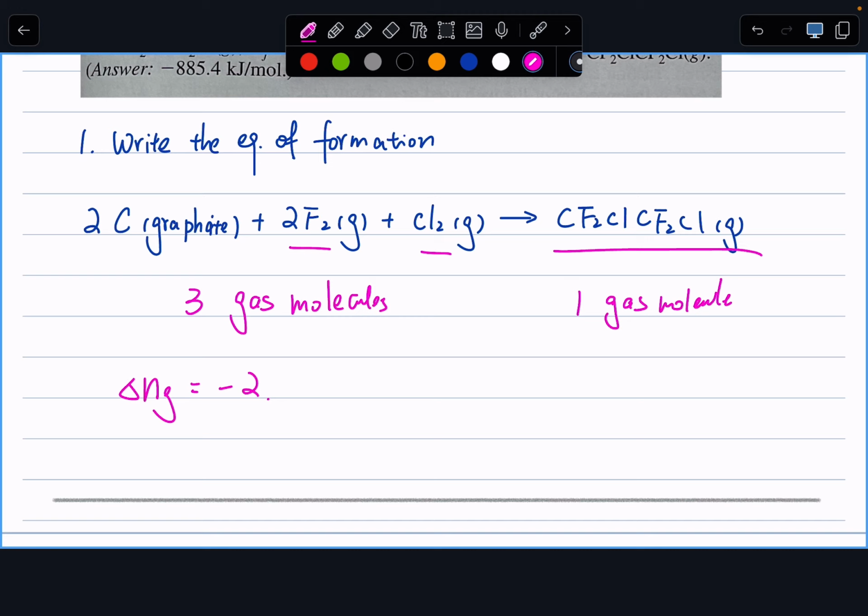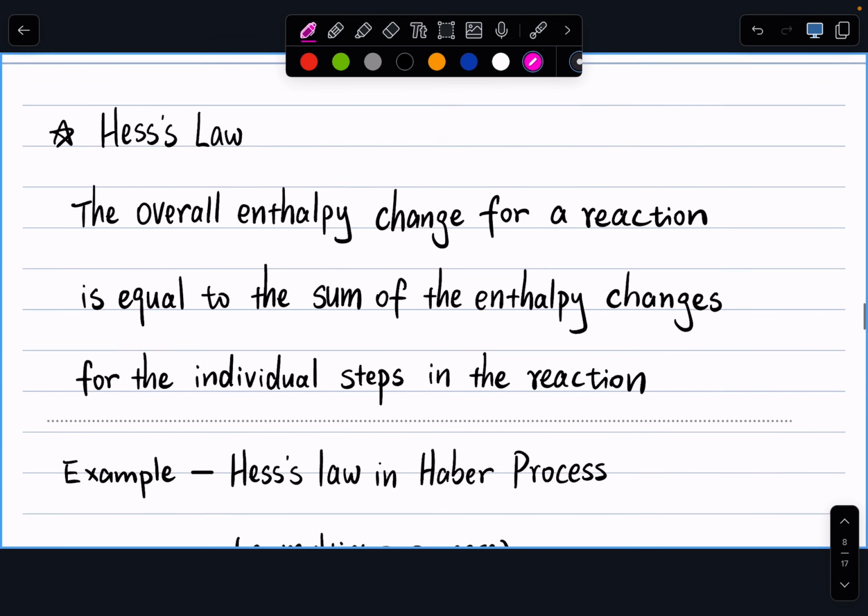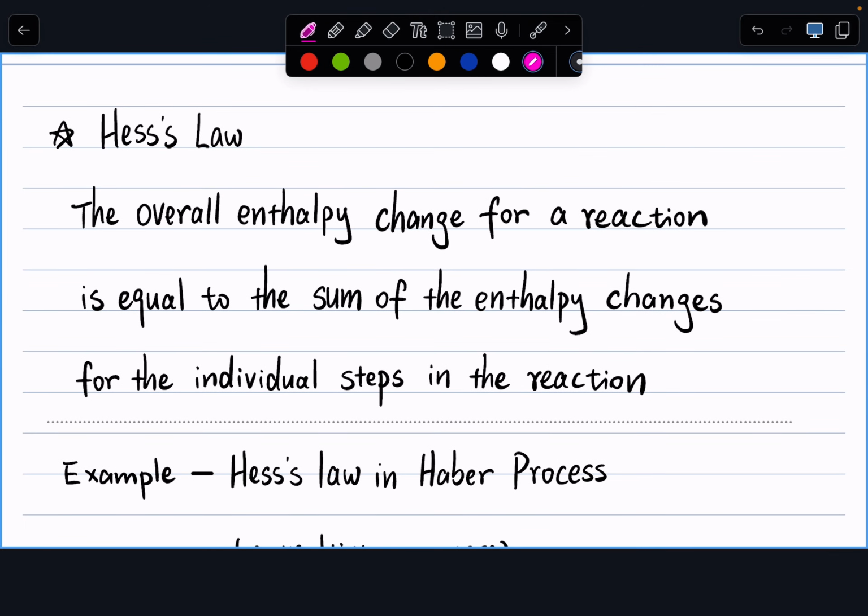In order to address multi-step reactions, we have Hess's law. This one is super straightforward. I'm just going to do one example with you and you'll get the gist, and there's one practice problem you can do yourself. Hess's law says that the overall enthalpy change of a reaction is equal to the sum of the enthalpy changes for the individual steps in the reaction. So for a multi-step reaction, you can just sum every individual step to get the final overall reaction enthalpy.